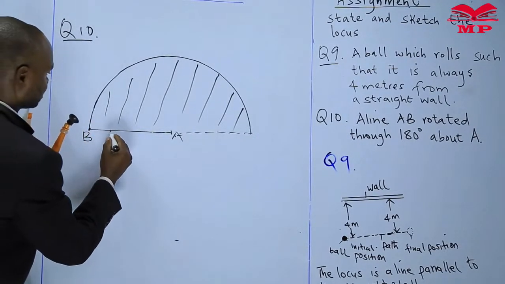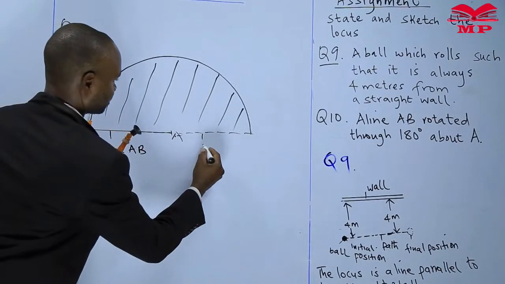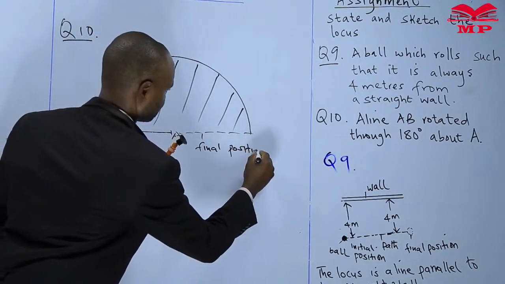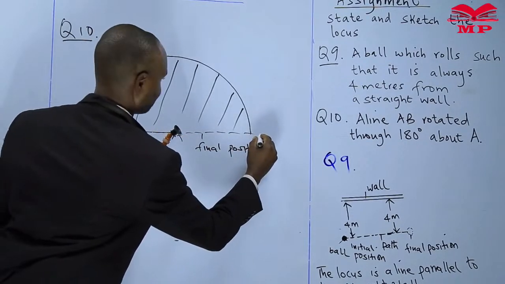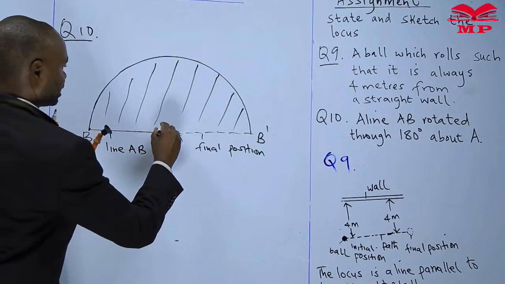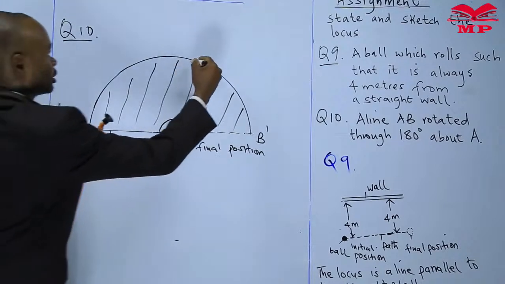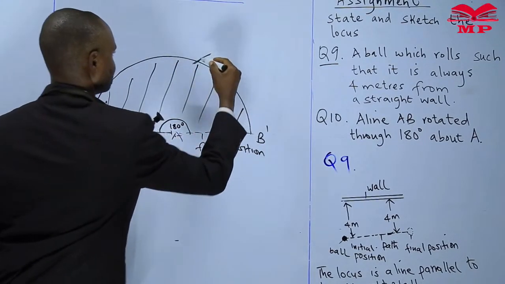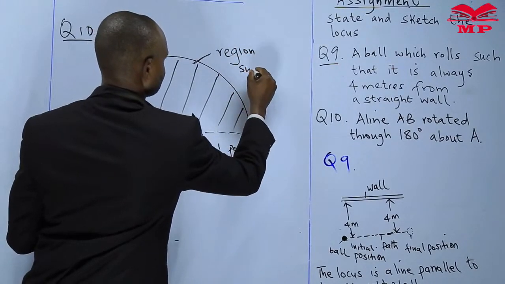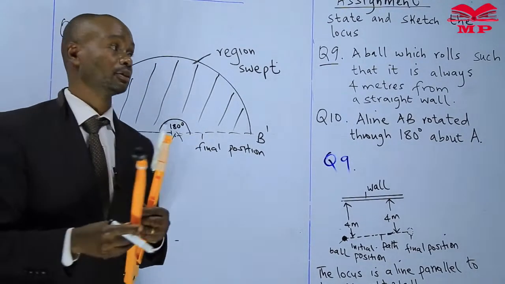That is line AB. This is the final position. A remains, and this can be B prime. You are given a law there: it sweeps through 180 degrees. So this is the region swept, and it is easy to know that region swept.